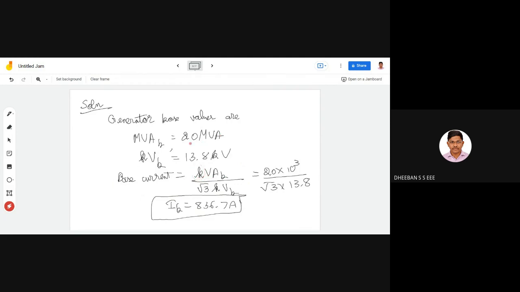So they have given the MVA, so we'll be converting this. So 10 to the power 3 rises, divided by root 3 into kVB. The base voltage is already in terms of kilovolts, so you can directly substitute it over here. Okay, so this is the formula, we have substituted it, and upon solving, you will be getting the base current value of around 836.7 amps.